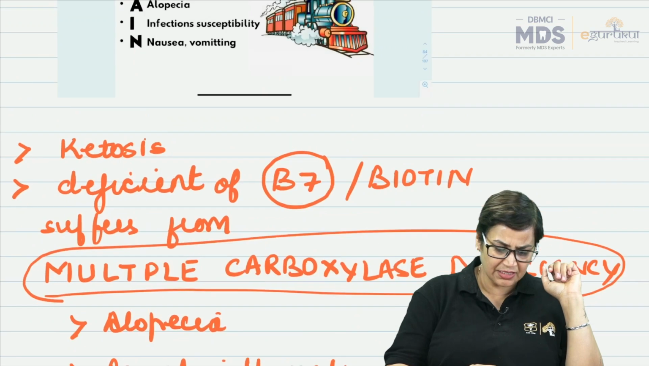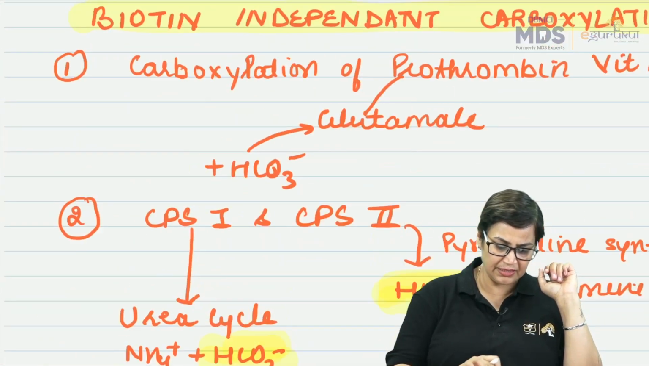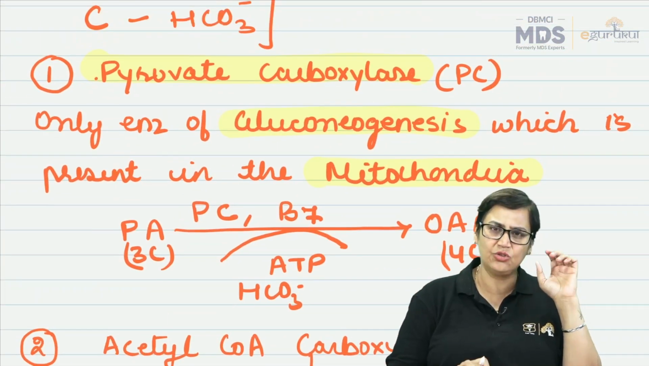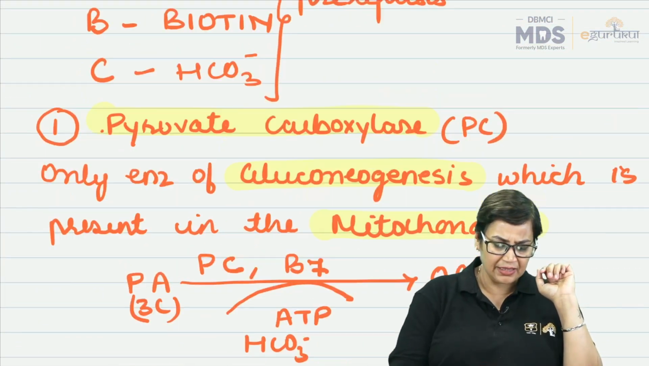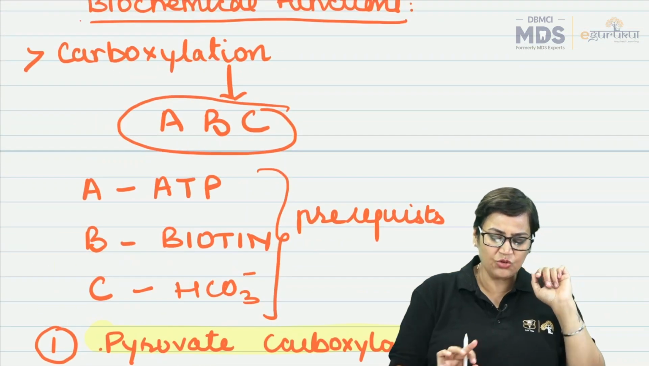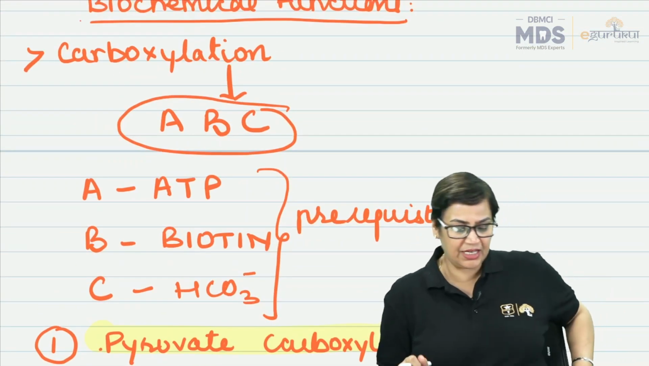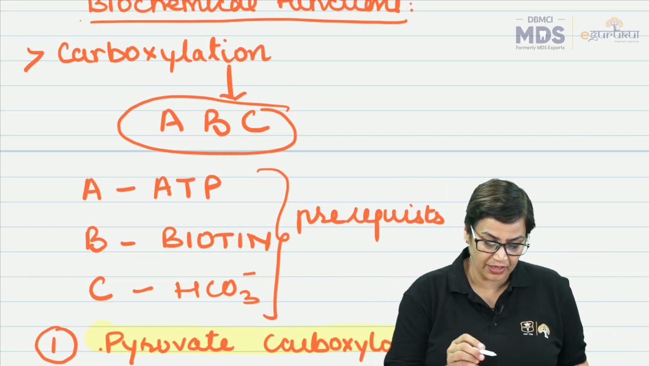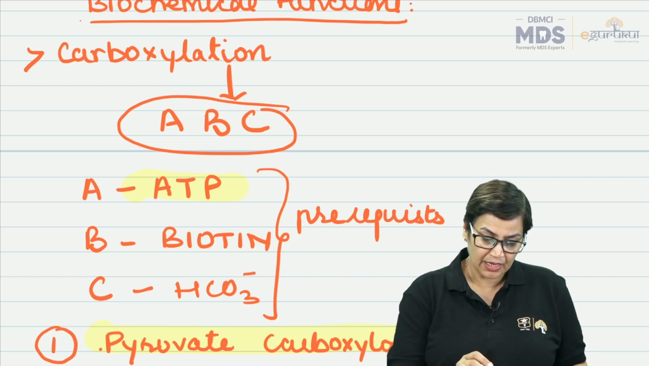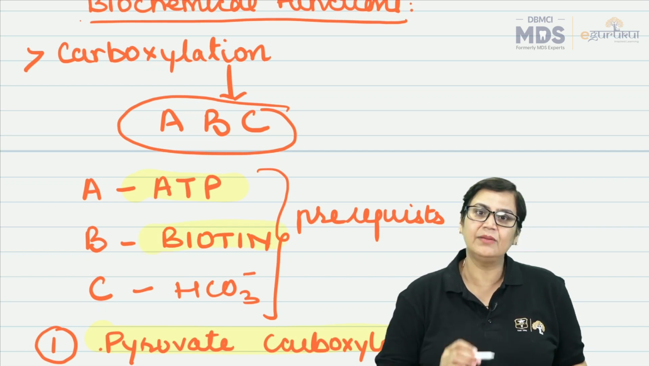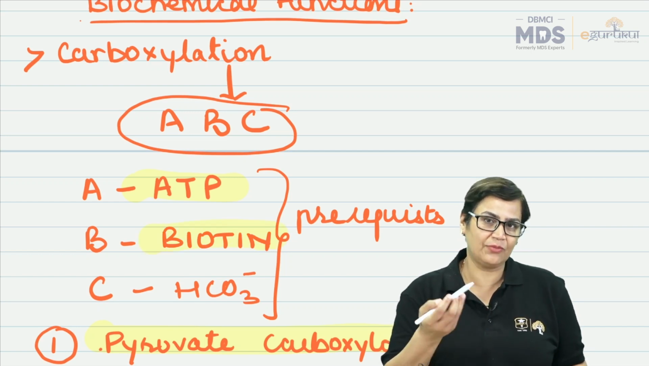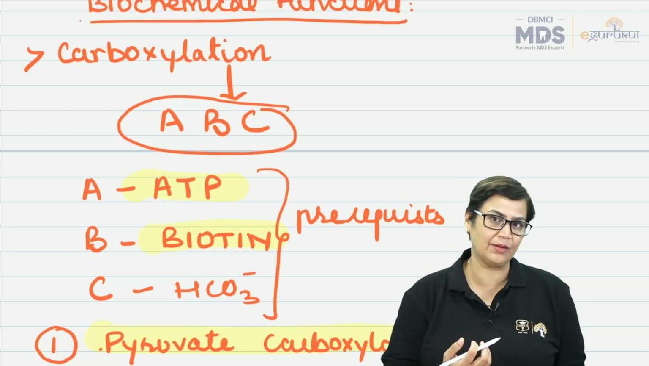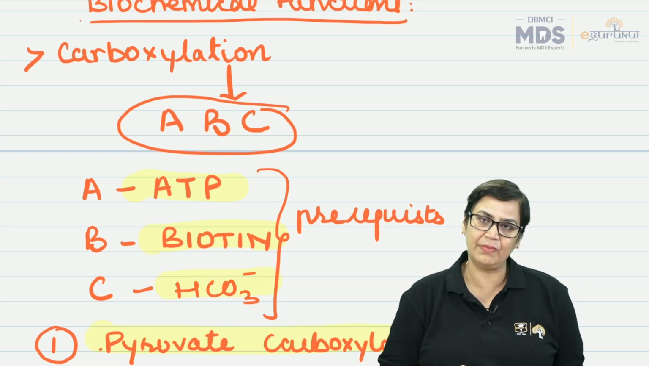So I'll just take you to this. These are the three important reactions which you have to learn by heart. You should know the mnemonic for carboxylation. Mnemonic for carboxylation is ABC. A stands for ATP, B stands for biotin, because carboxybiotin is the one which is actually transporting bicarbonate ions, and C stands for bicarbonate.